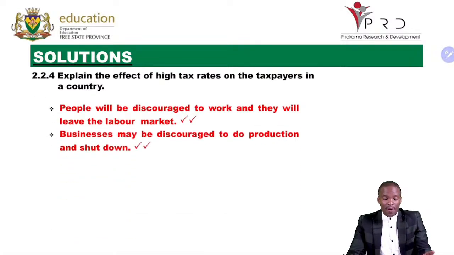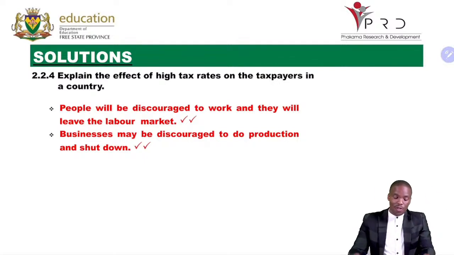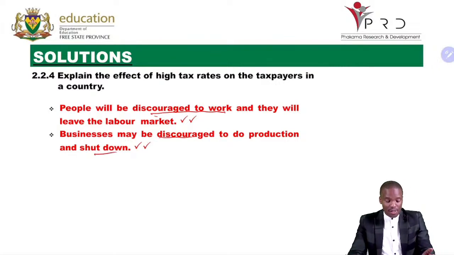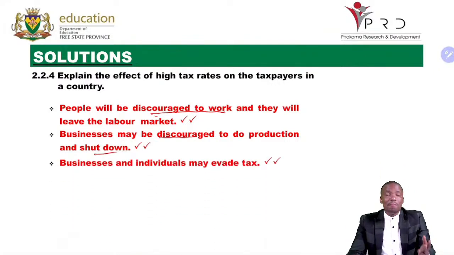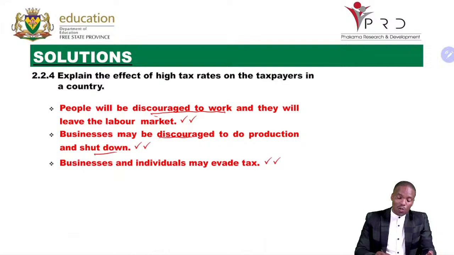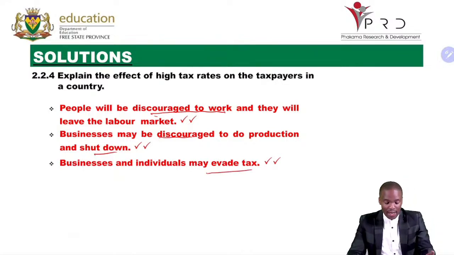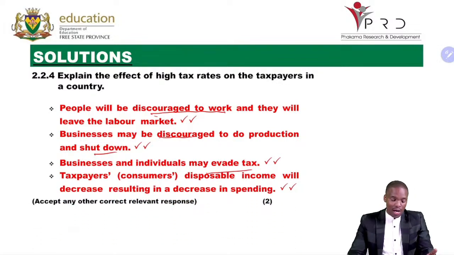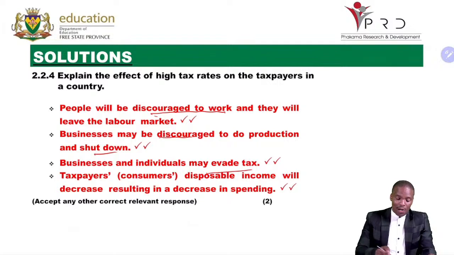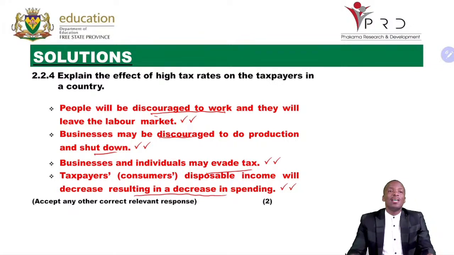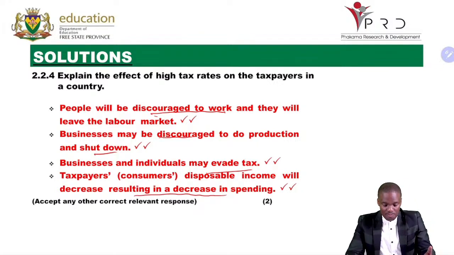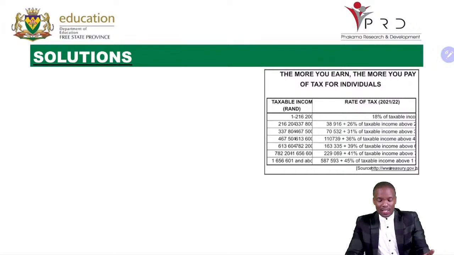Higher tax rates talk to the Laffer curve, where we say you'll be discouraged to work and production may drop, where businesses end up shutting down. Businesses and individuals will also evade paying tax on the other side. And we are saying consumers' disposable income will decrease, resulting in a decrease in spending. Those are part of the negatives.